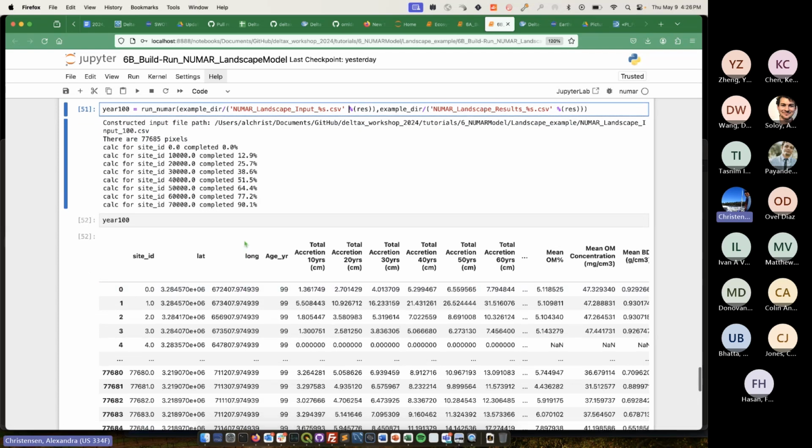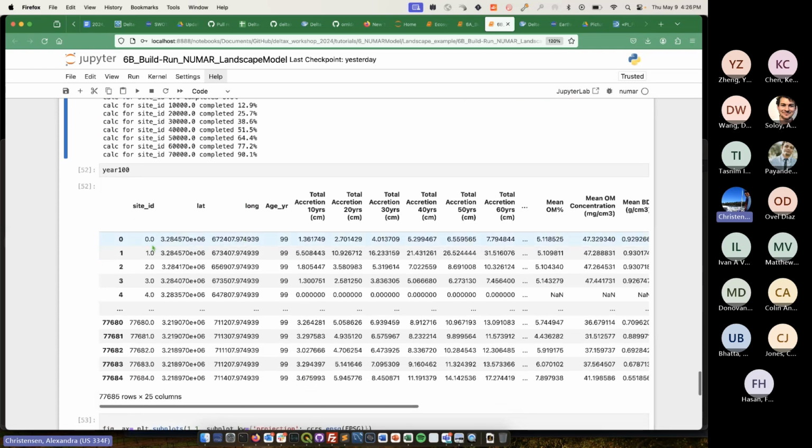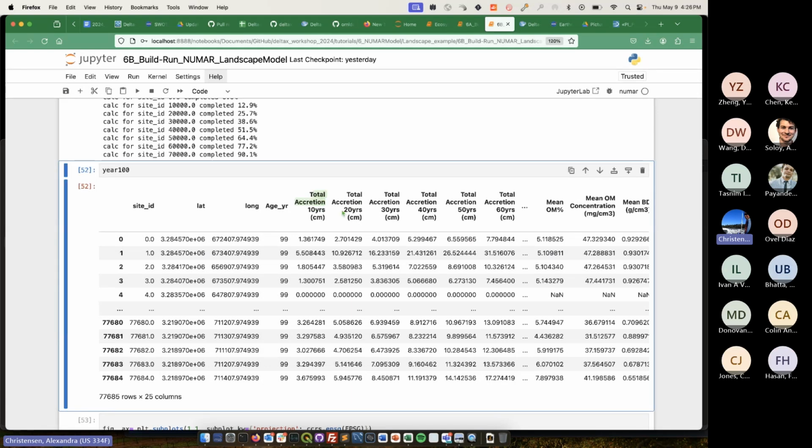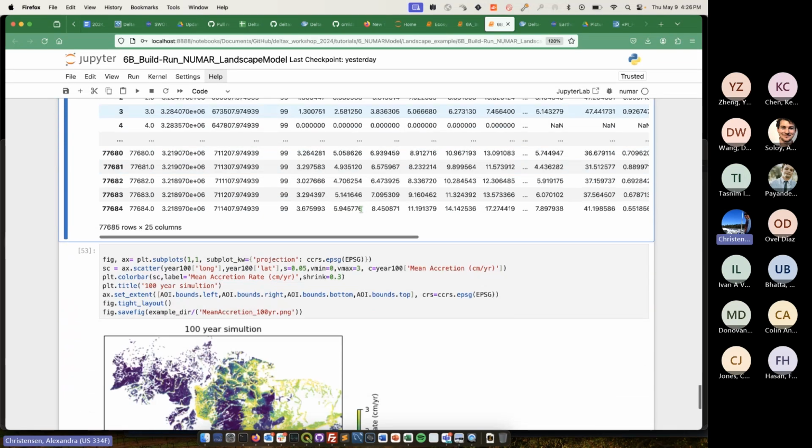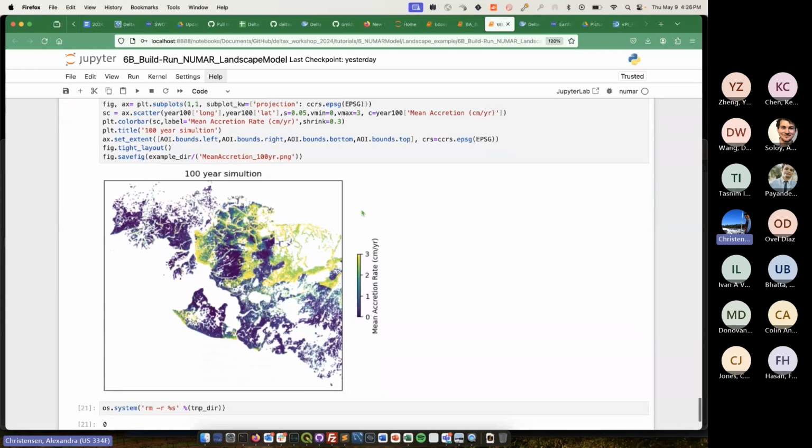And then finally, we get a data frame where, again, each row is a pixel in our delta X domain, and these are the different output parameters. So they're the same or similar to the ones that Pradipta showed, but I've also added total accretion for every 10 years so we can track accretion over time rather than just having one value at the end. And then finally, we can plot the mean accretion rate over our 100-year simulation. And that is this figure here. It's in centimeters per year.